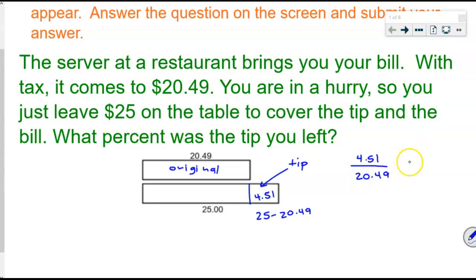Lots of ways that we could do this. We could set up a proportion equality where I'm saying what percent was it? We can set that up. We could just do a simple calculation of 4.51 divided by 20.49, and we will get kind of a big, long, ugly decimal, 0.22010.